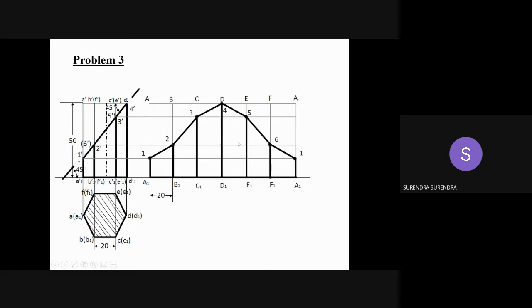2 and 6. 3 and 5, and 4 is coinciding with the D. Join 1, 2, 3, 4, 5, 6 with the straight edges. As we are cutting the solid and removing the upper part, so leave the upper part with 2H, highlight only the bottom part, the part between cutting plane to the XY line. So this is the way of drawing projection of a prism when it is cut by a section plane.